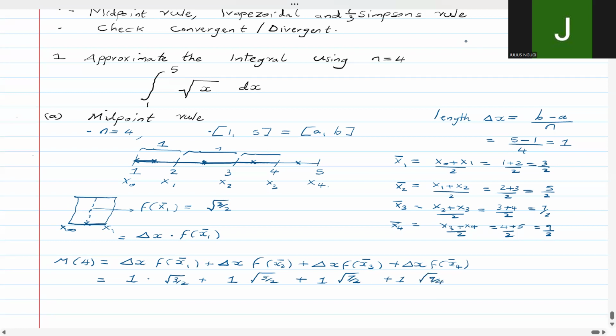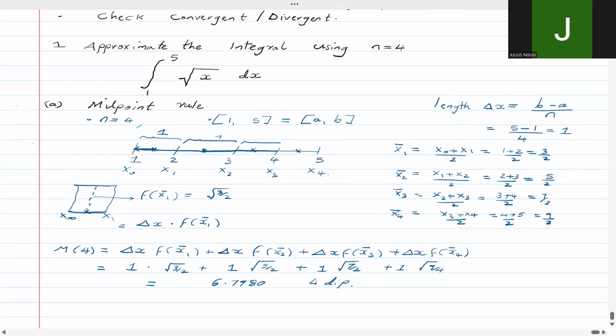So it's like we are adding all those numbers: square root of 3/2 plus square root of 5/2 plus square root of 7/2 plus square root of 9/2. Using a calculator, this will give an answer which is 6.7980. Let me leave you the answer up to 4 decimal places. So that's the answer for the midpoint rule.